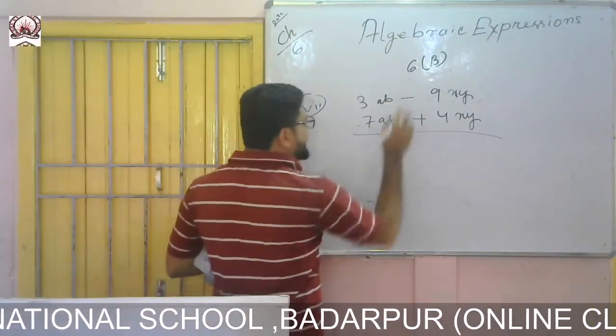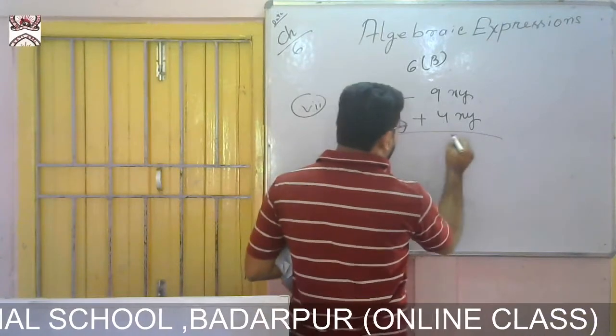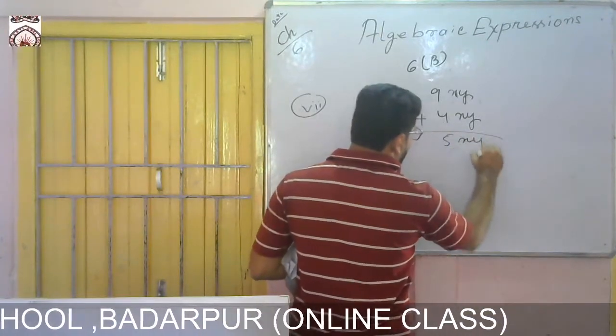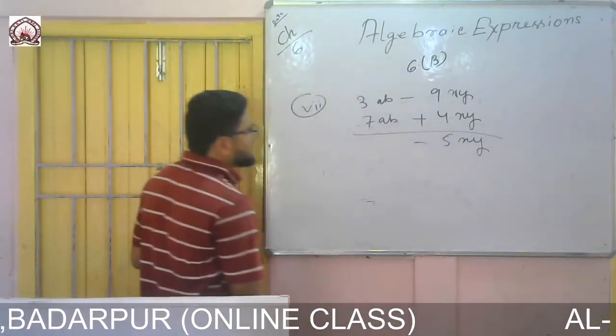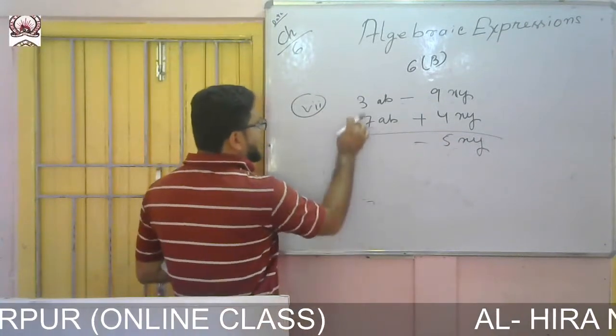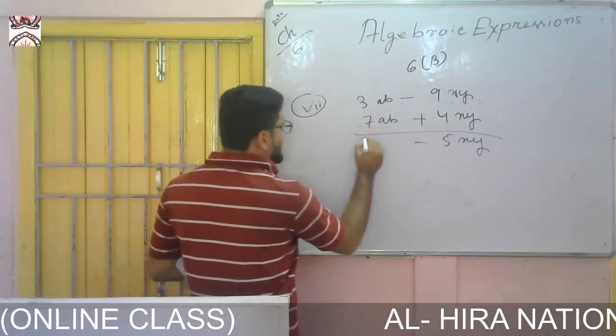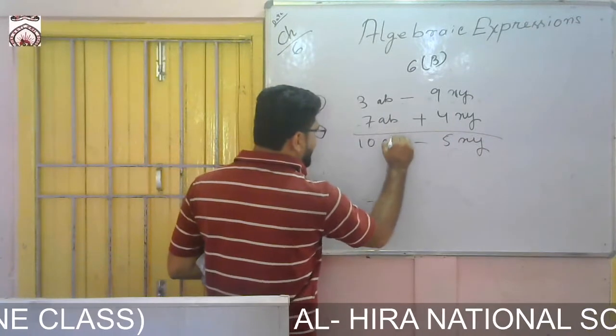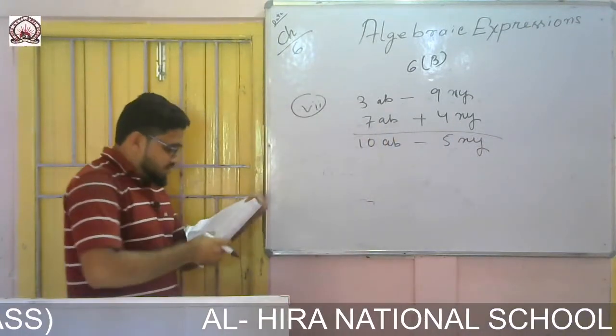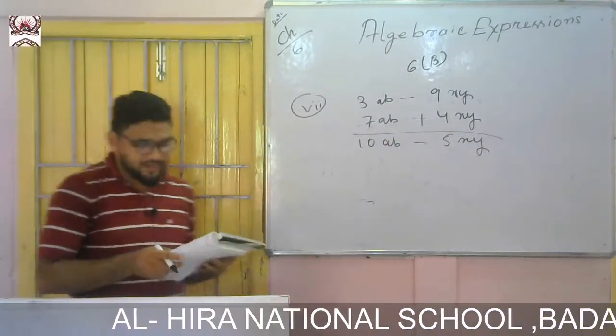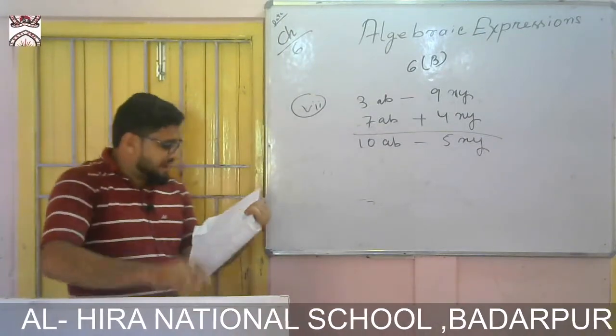So what? Plus minus what? Minus. So 9 minus 4, 5. And bigger sign is what? Minus. And here what? Plus plus plus. So 3 plus 7, it is what? 10. So 10ab. So bigger sign what? Plus. So answer is what? 10ab minus 5xy.